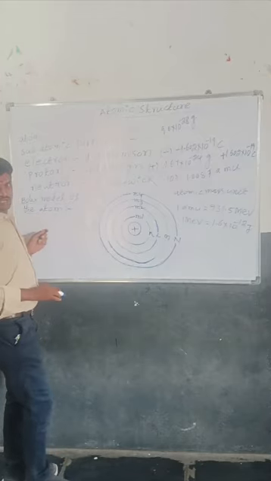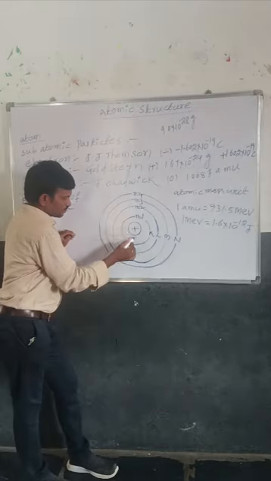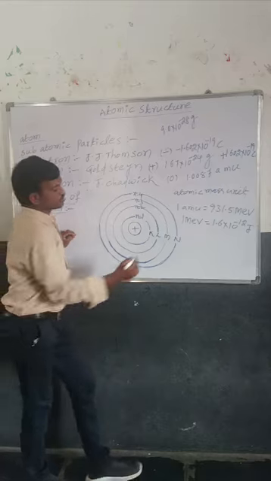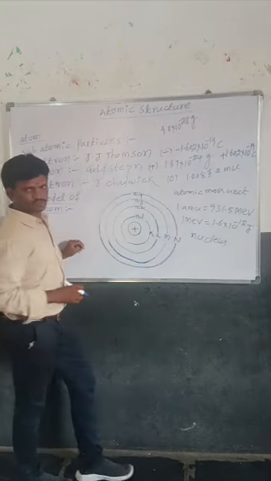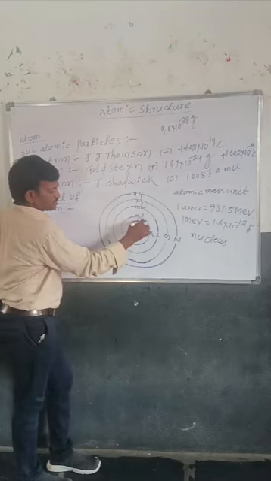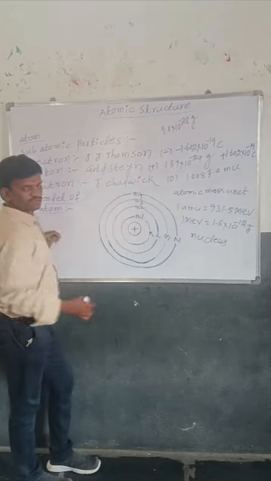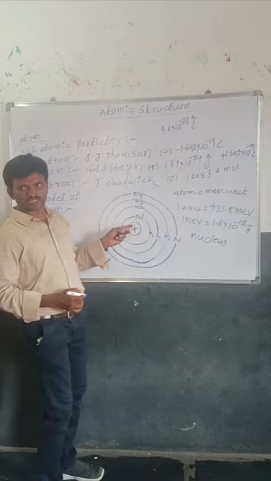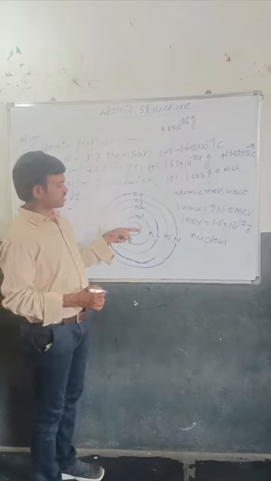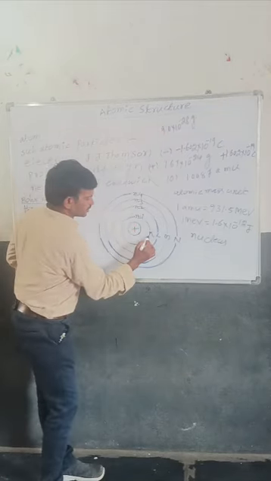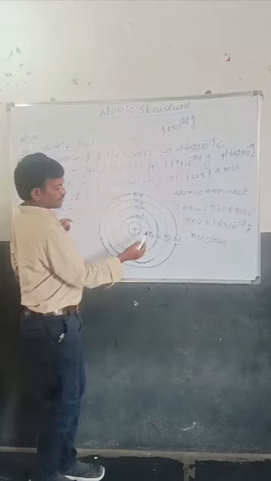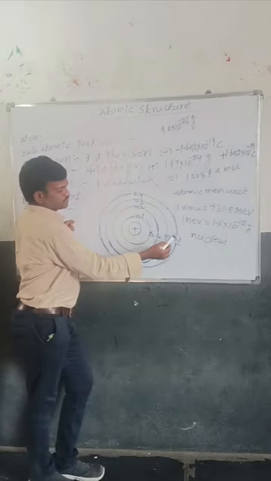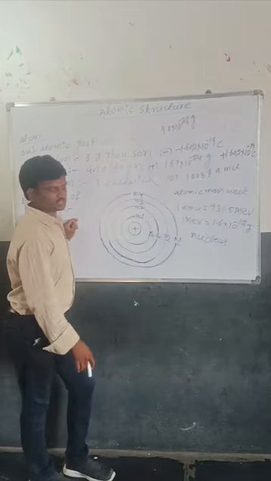Bohr model of the atom. The central part of an atom is called nucleus. The charge of nucleus is positive. Electrons are revolving around the nucleus. Path-like structure is called orbit or shell. These are represented by K, L, M, N and so on. K shell has less energy, N shell has more energy.